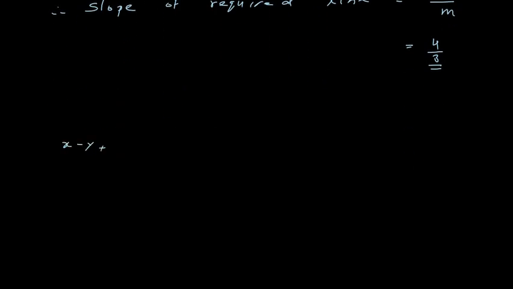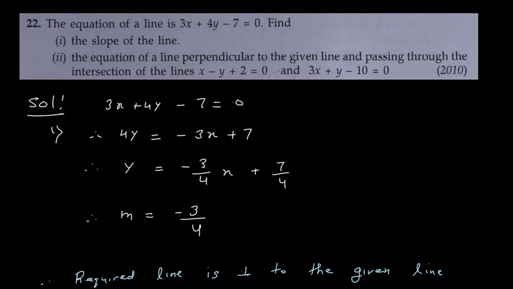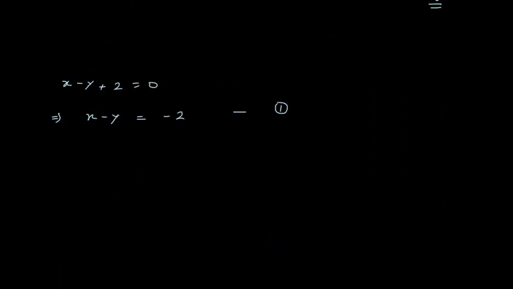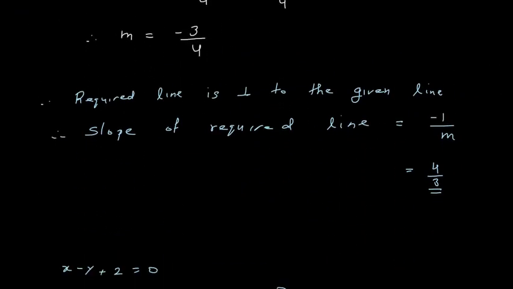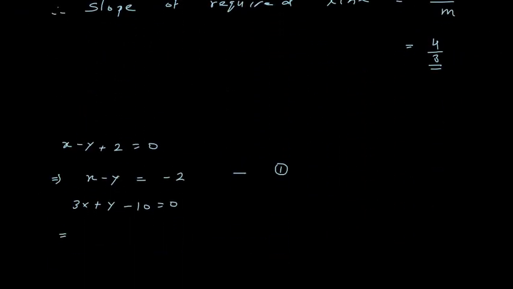x minus y plus 2 is 0. This implies x minus y is minus 2. Let us consider this as equation 1. And 3x plus y minus 10 is equal to 0. So this will give me 3x plus y is equal to plus 10. This is my second equation.